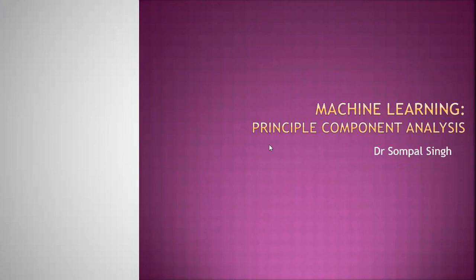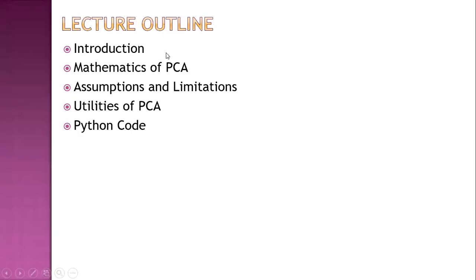Today I will talk about principal component analysis. It is part of my series of lectures on machine learning. This is my lecture outline. First I will give an introduction, then I'll talk about the mathematics of principal component analysis. Then I'll talk about assumptions and limitations of principal component analysis. Then I'll talk about utilities. And finally I will give an example in Python language of principal component analysis.